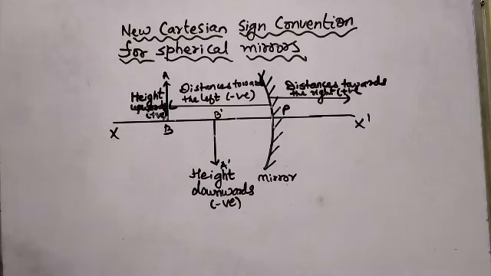We shall now see the sign conventions for reflection by spherical mirrors. If you remember, we have already studied this in standard 9th while dealing with the lesson reflection of light. While dealing with reflection of light by spherical mirrors, we always follow a set of sign conventions, and these sign conventions are called the new Cartesian sign convention.